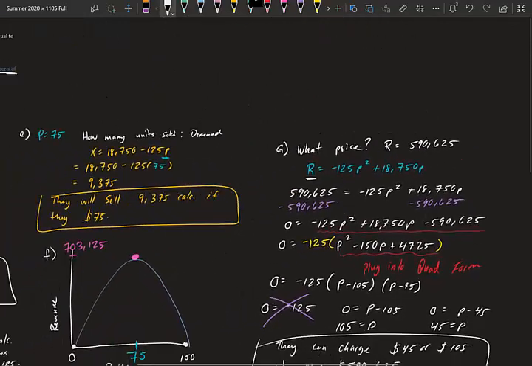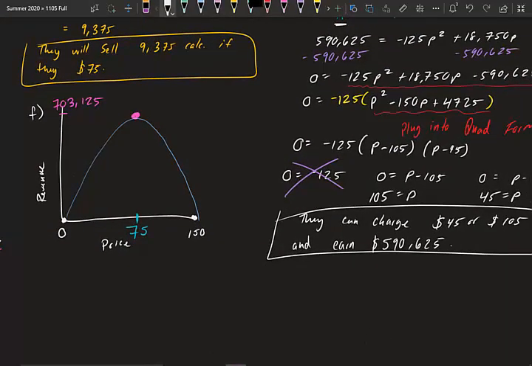Let me explain that with our graph. The revenue we're trying to find is 590,625, so we can say that's about right here. If we go across, you see how it hits twice, and where it hits is at 45 and 105. If I charge $45, people will buy more, but I need more and more people to buy to make enough money, because I'm not charging enough. And if I charge too much, no one's going to buy it.